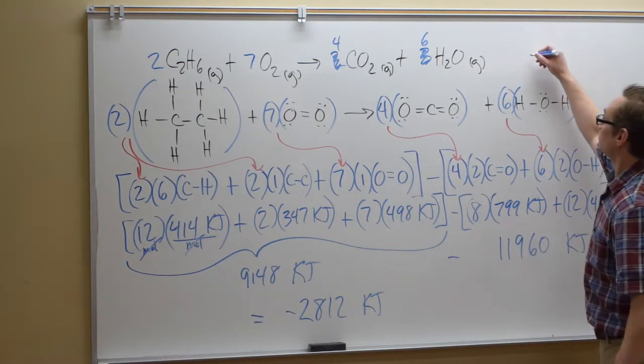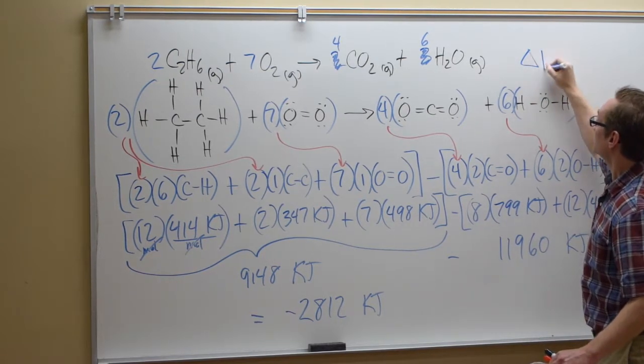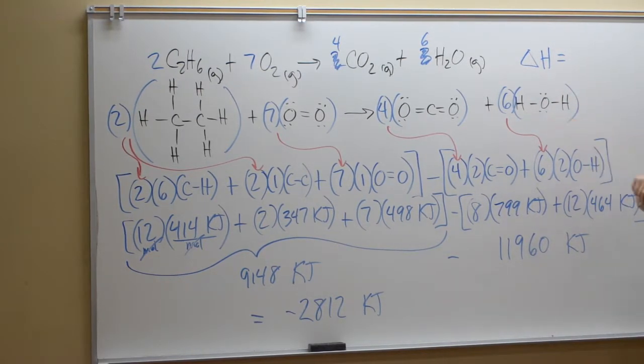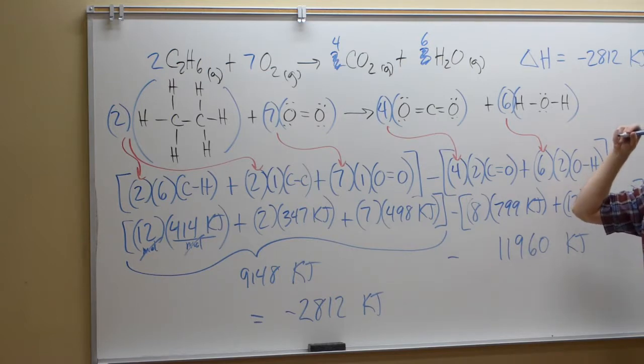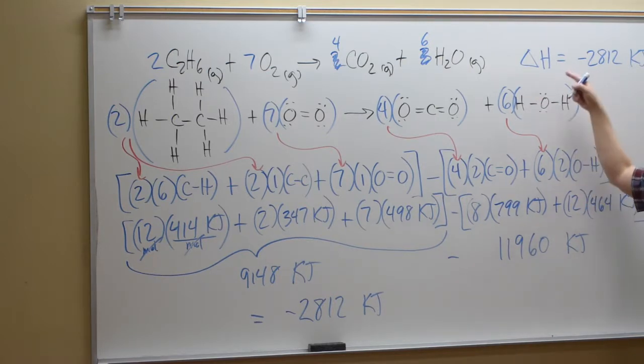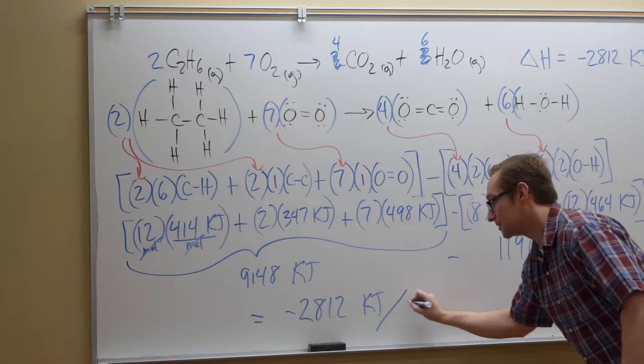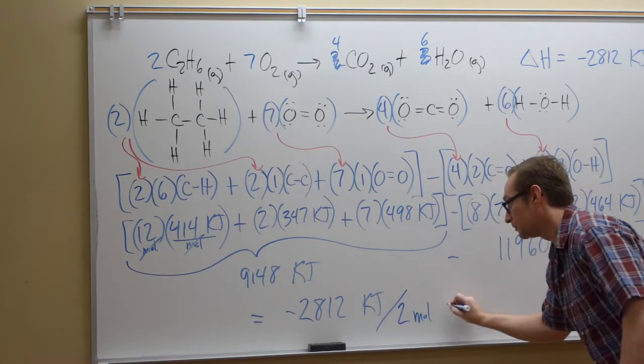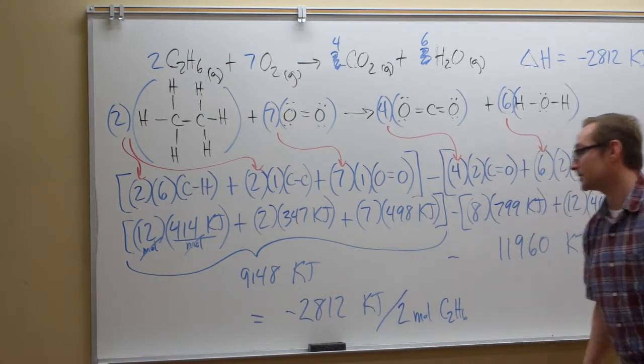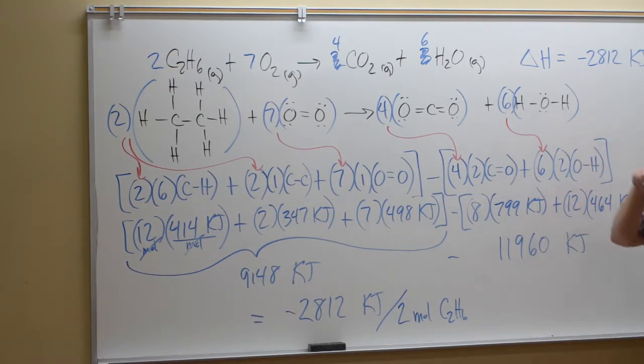So if we wanted to assign that delta H to this reaction as written, it would be negative 2,812 kilojoules. You know how when they write thermochemical equations, they just write the balanced equation with a delta H next to it? They use that format. So that would be the delta H that they would put next to it. Okay, now, to keep something in mind, this is the energy for every 2 moles of C2H6 that gets combusted, because the coefficient was 2 for ethane.